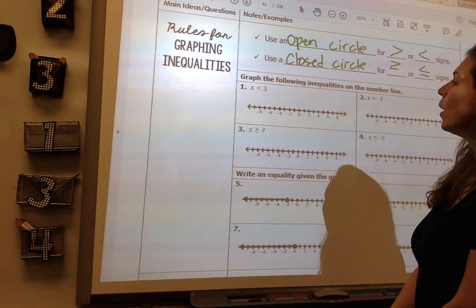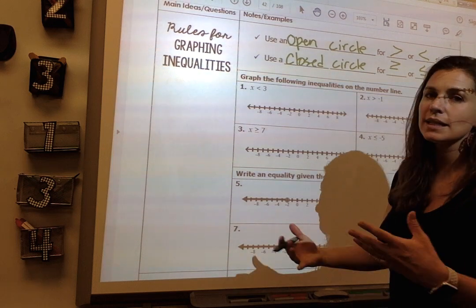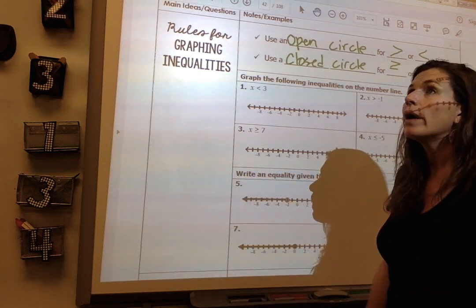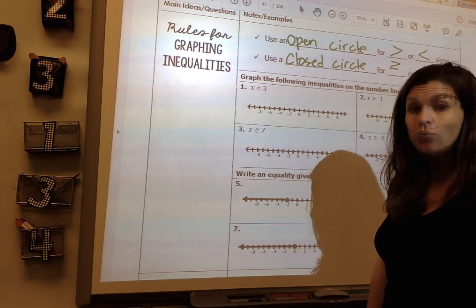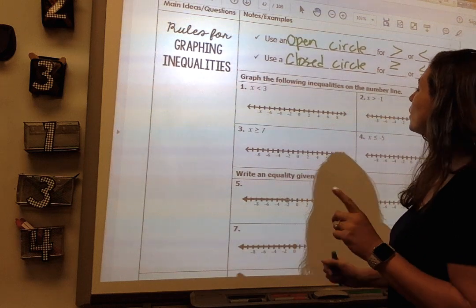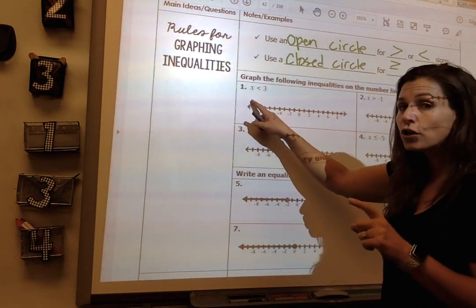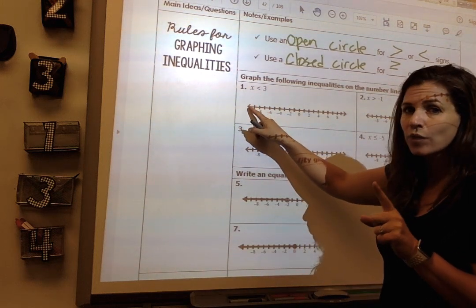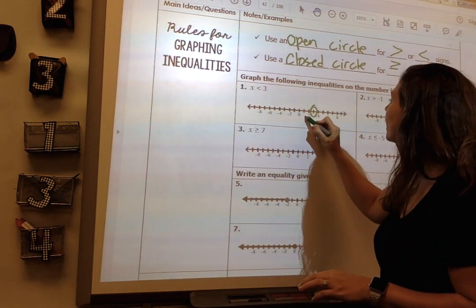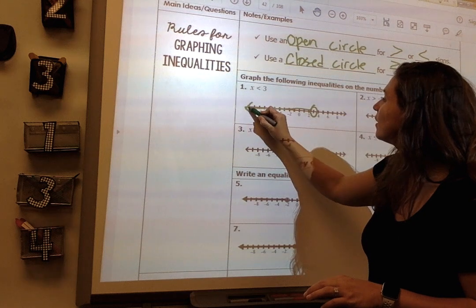So if I look at number 1, it's saying x is less than 3. So what are some numbers that represent values less than 3? Well, 2 is less than 3, 0 is less than 3, negative integers are less than 3. So here's what I'm going to do. Does this include 3, my target number? No, it's less than 3. So it's an open circle on 3, and I shade to the left.